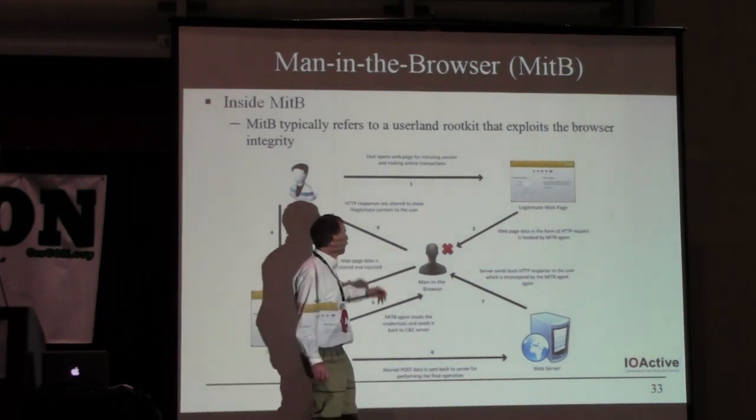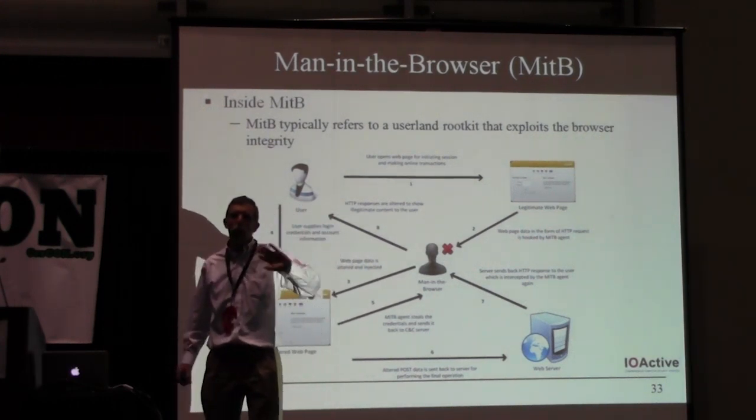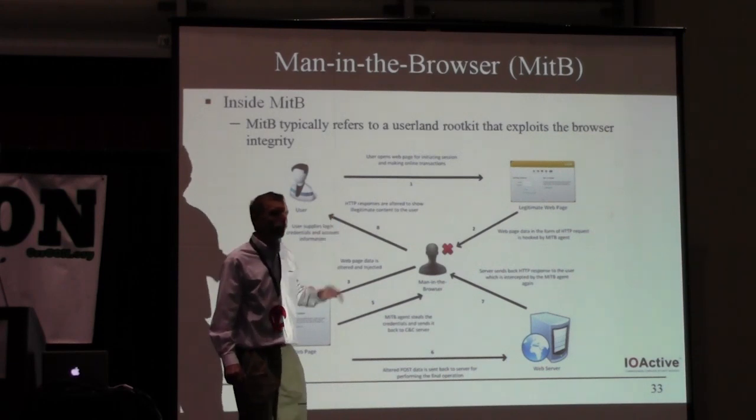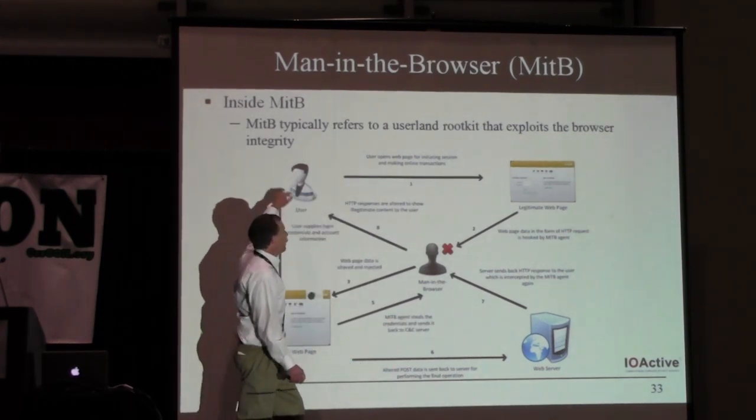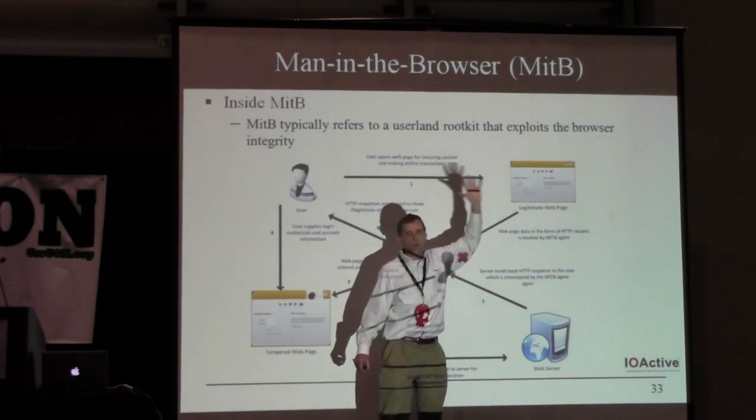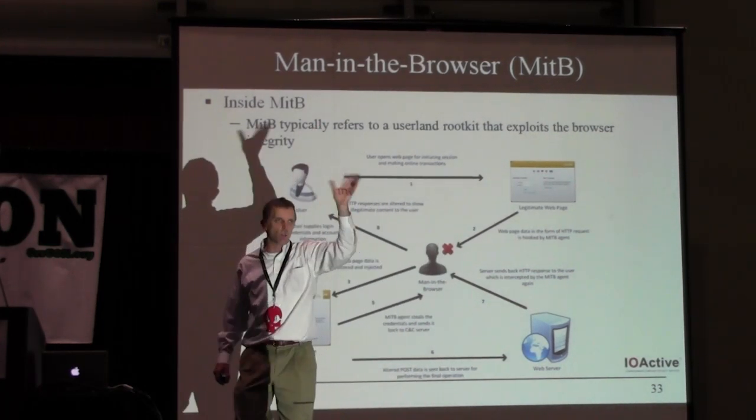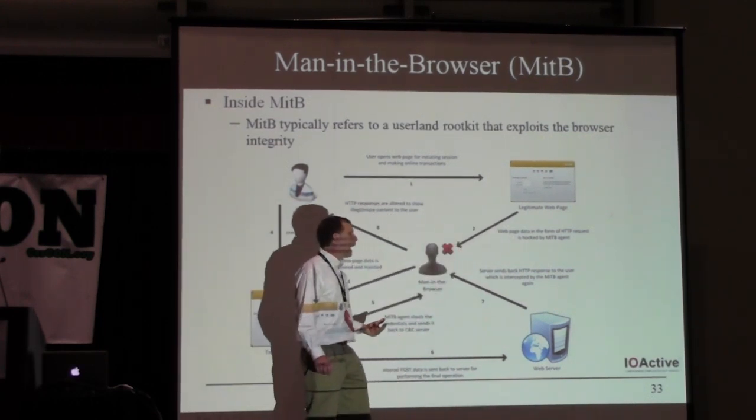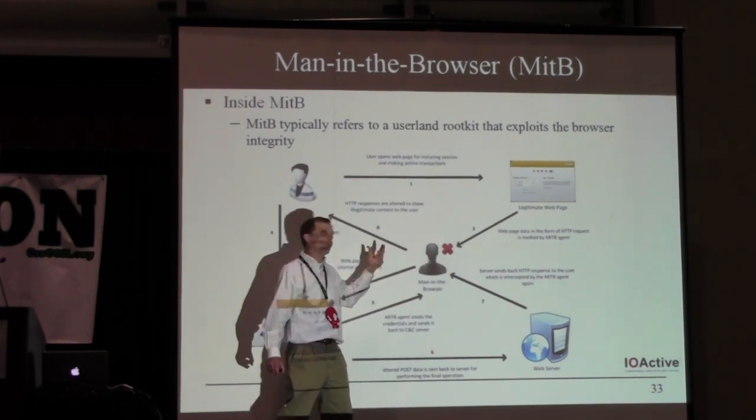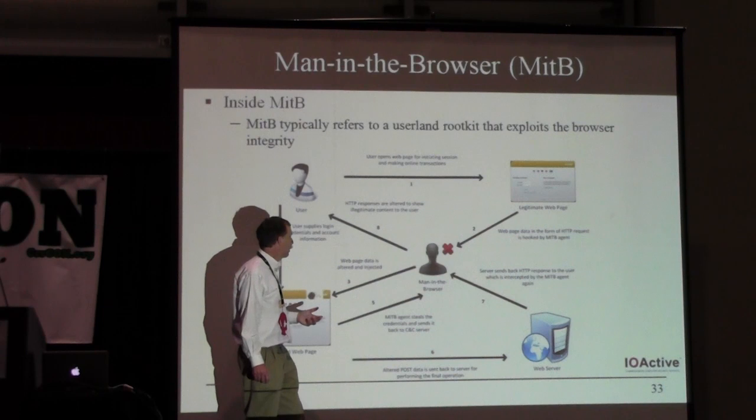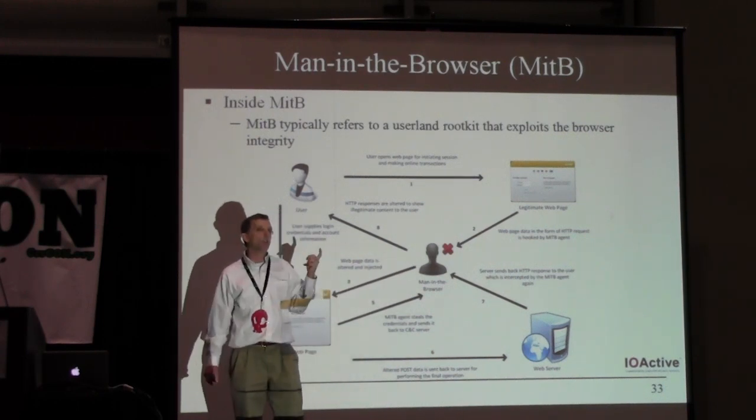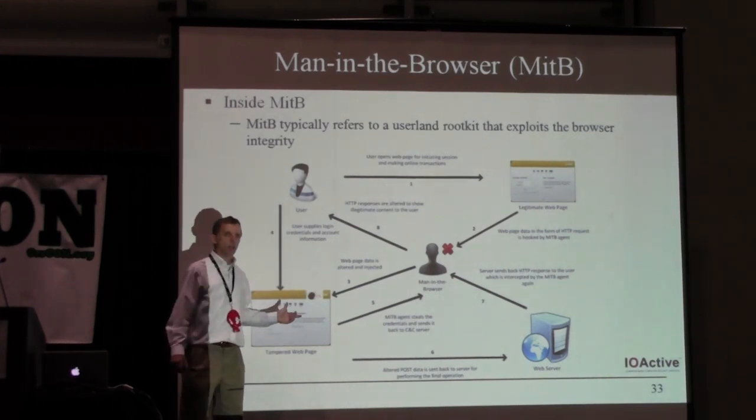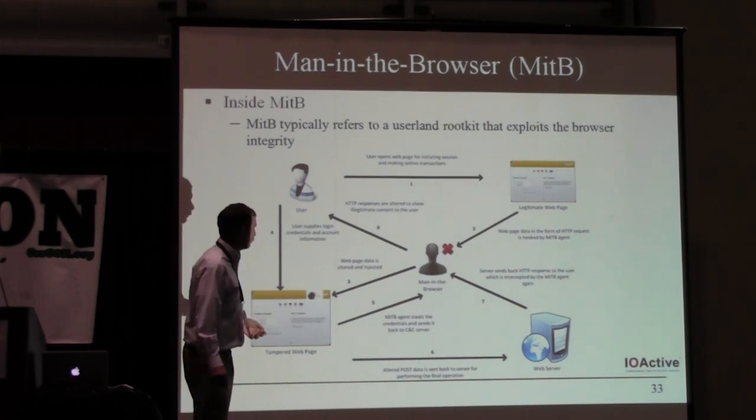So here's the process. I apologize, the font's probably small for you to see, but I'll talk you through the words, and you can follow along with the pictures. Here's my user, and he asks for the bank web page, or a Fidelity page, or whatever financial institution it might be. When that page comes back, the man in the browser will have hooked the functions that the browser is trying to use, and in this case is going to inject some data into the page before it gets displayed. Maybe it asks for some extra information.